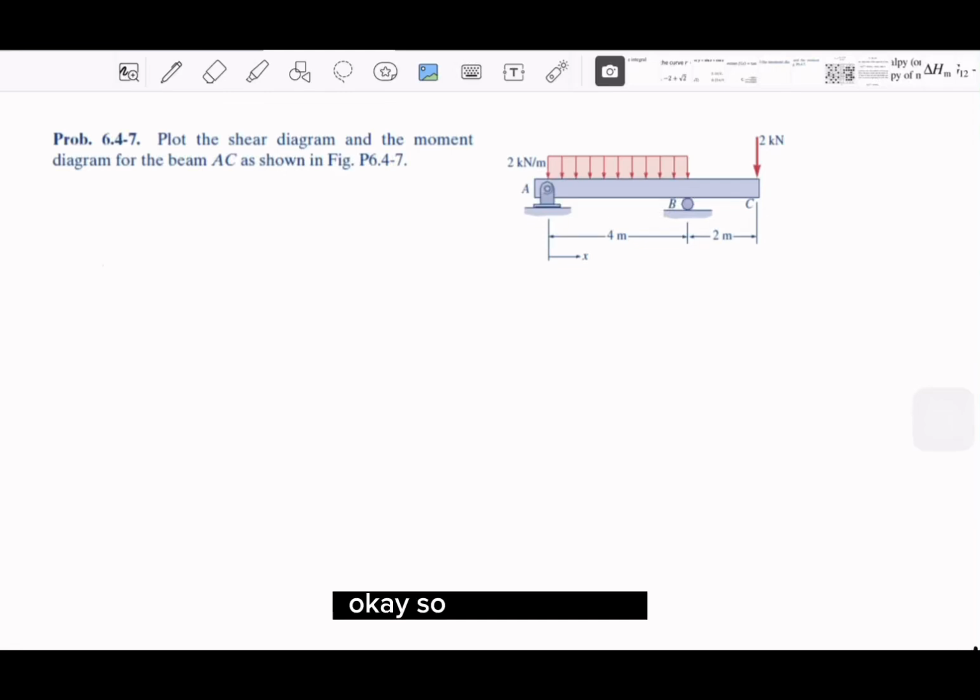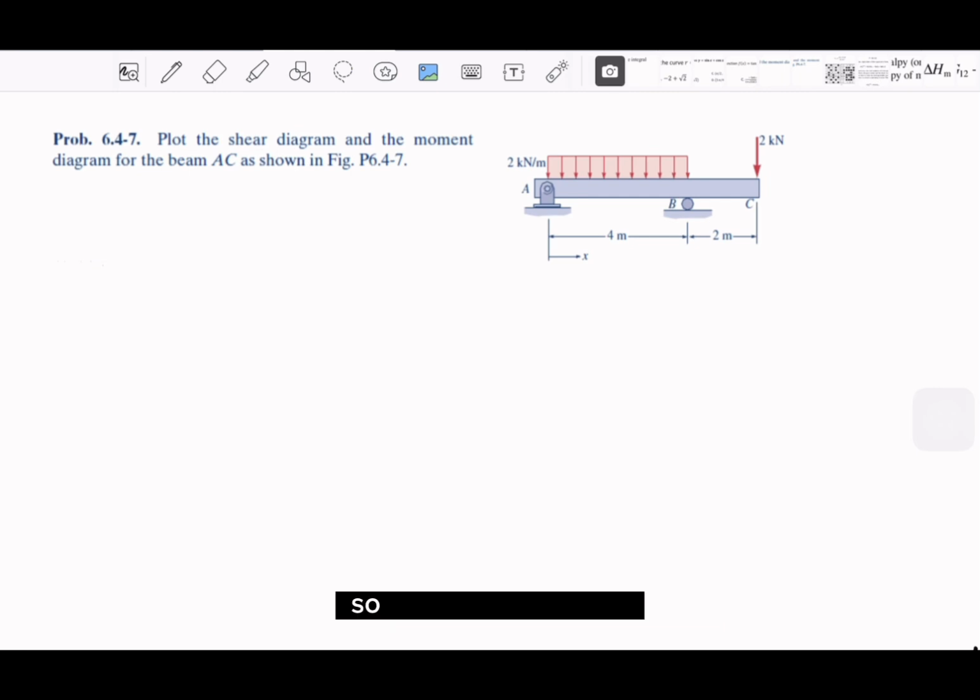Okay, so good morning. For today's class, we are going to focus on shear moment diagrams. So we are going to have some practice. I prepared two questions for today. Hopefully, I can complete these two. But if not, then I will give you some hints, and you can complete them afterwards.